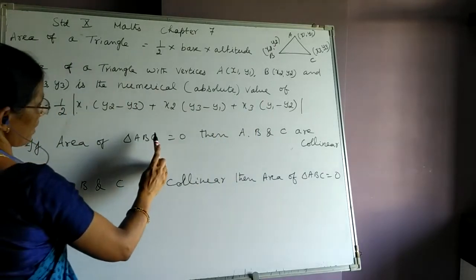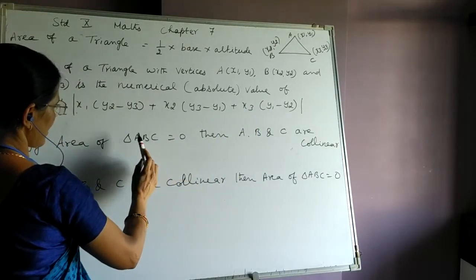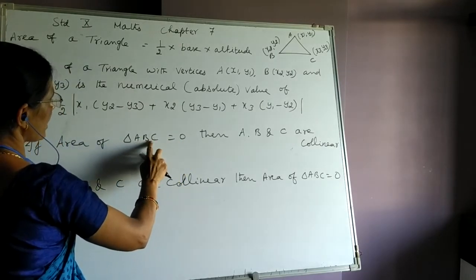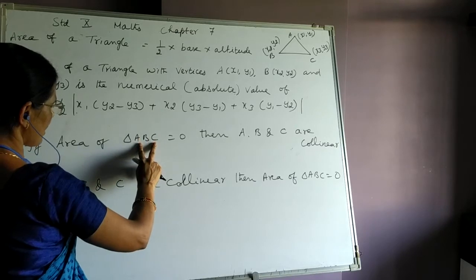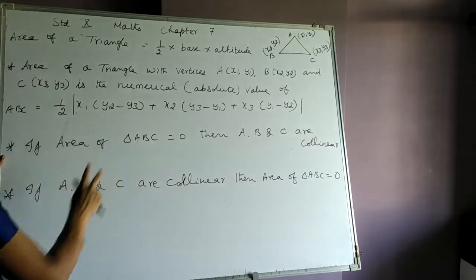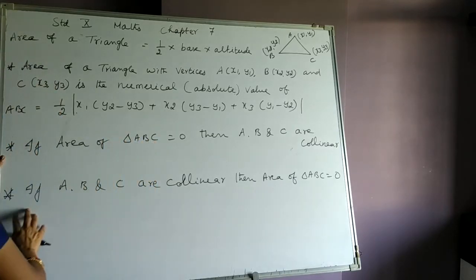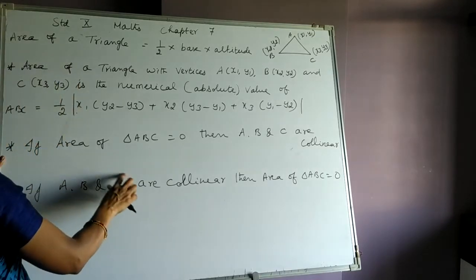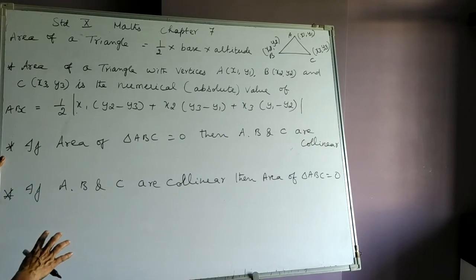If you find the area of any triangle equal to 0, then these 3 points will be collinear points. We will find all these 3 points on the same straight line. Conversely, if A, B and C are collinear, we can say the area of the triangle formed by the 3 points A, B, C is equal to 0. So here we have seen 4 points.